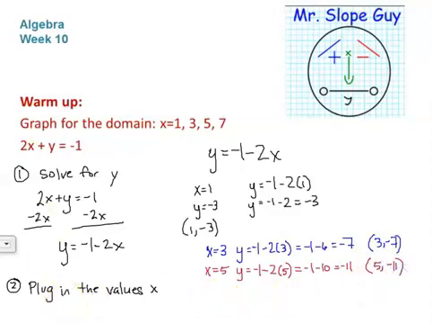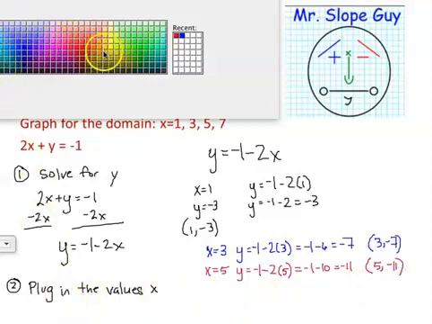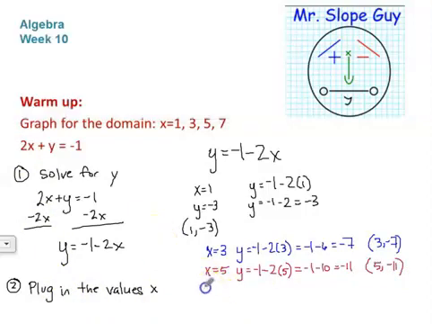And then our last one we're going to do is 7. When x equals 7, what does y equal? Well, y equals negative 1 minus 2x. Plug in that 7 for x. Now let's go through and simplify. Negative 1 minus 2 times 7, which is negative 14, so negative 1 minus 14 is negative 15. So when x is 7, our corresponding y value is negative 15. And then we're going to plot all these points.